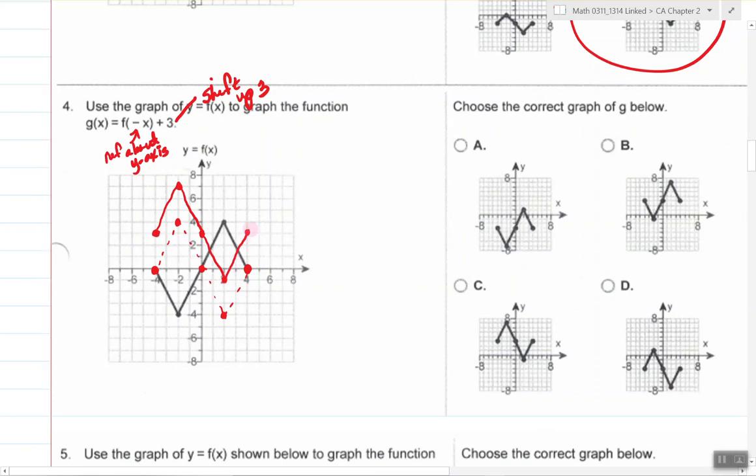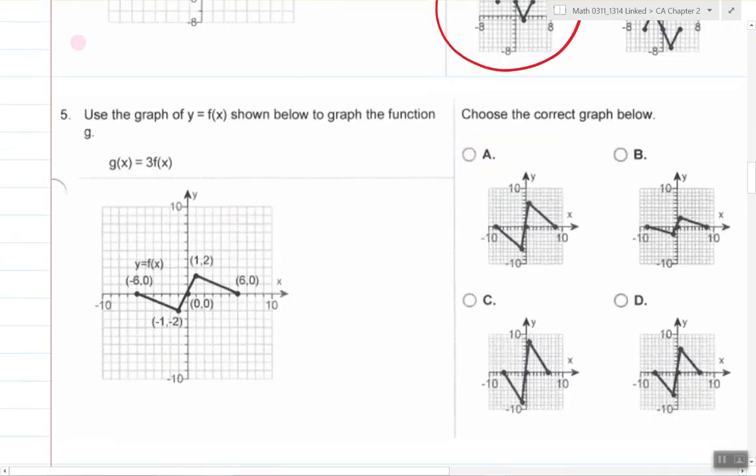All right, so the dotted graph is where I reflected it. This reflected over here, this reflected over here, and then I pushed it all up 3 units. And it appears to be right here. But I like to physically draw the reflections and the shifts. Let's look at number 5.